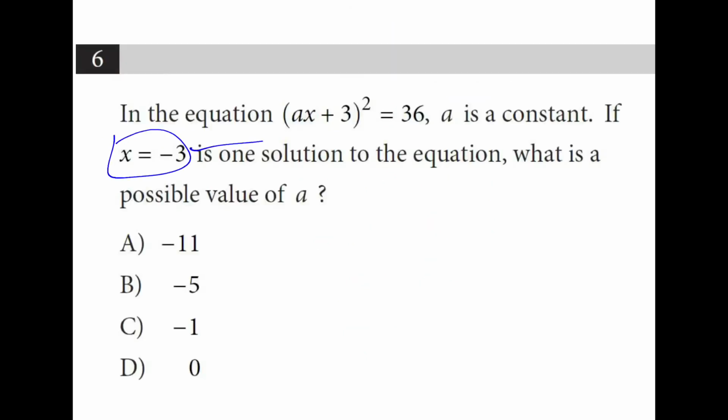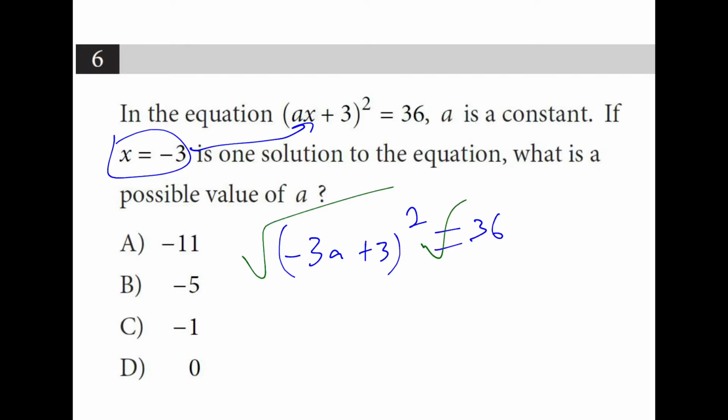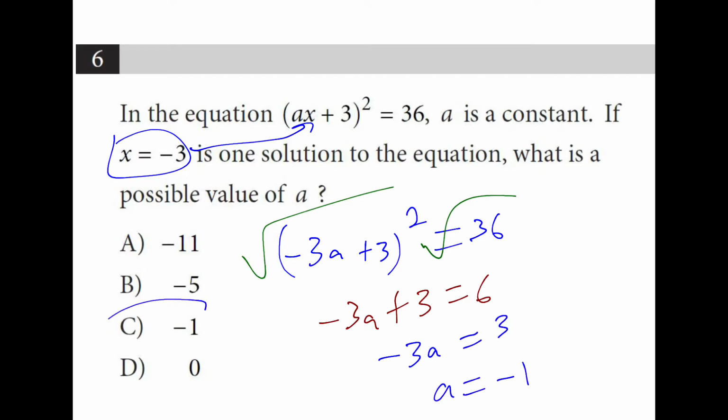We can plug in negative 3 here for x. Then I can take the square root of both sides to cancel out the squared. So I have negative 3a plus 3 is equal to 6. If I subtract 3 from both sides, I have negative 3a is equal to 3. If I divide both sides by negative 3, I get that a is equal to negative 1.